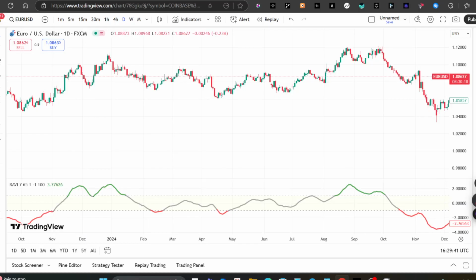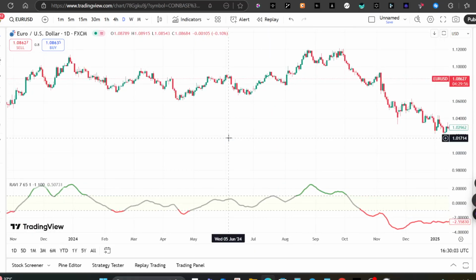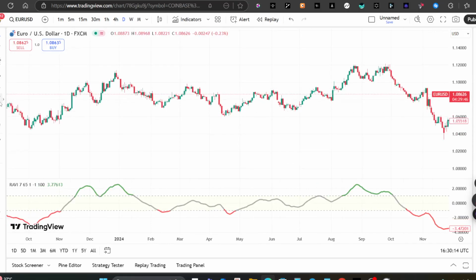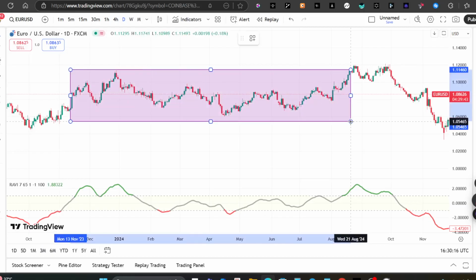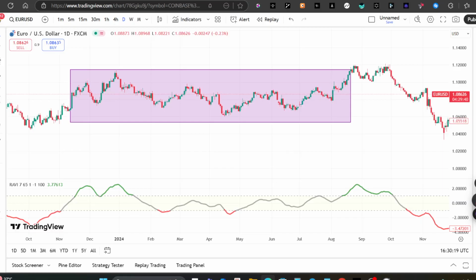Let us start by breaking down what the range action verification index actually is. At its core, it is a technical indicator designed to help traders confirm whether price action within a certain range is valid. If you've ever traded in a range bound market, you know that it can be tricky to make confident trades, right? Especially when price action starts showing some uncertainty or inconsistency. I believe if you've been a trader for a while, you should understand what I'm talking about, right?